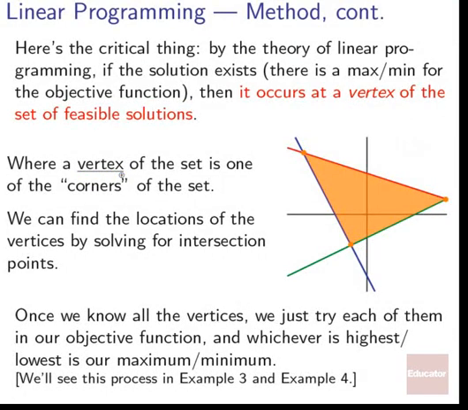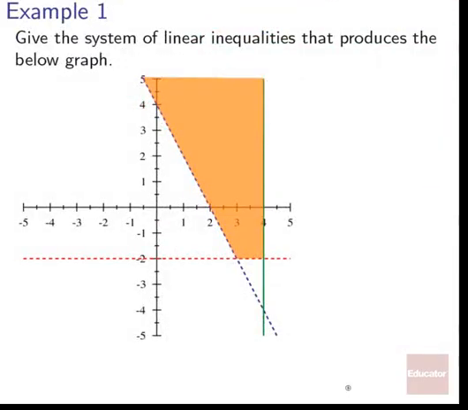Once we know all the vertices, we just try each of them in our objective function, right? We can figure out each of these vertices from what we learned in the previous lesson. And then from there, we just plug them into our objective function, and whichever comes out highest or lowest is our maximum or minimum. We'll see this process done in example 3 and example 4. All right, ready for some examples.